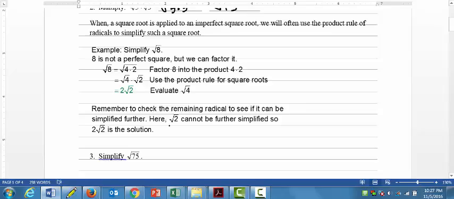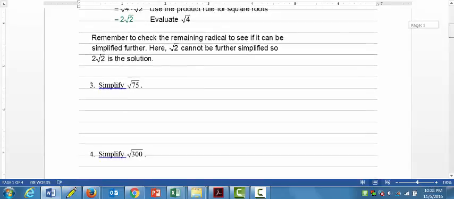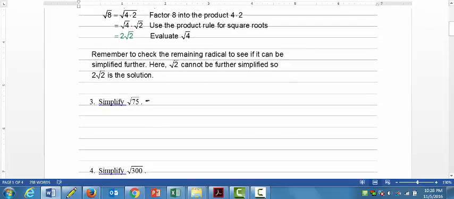And remember to check the remaining radical to see if it can be simplified further. Here, the square root of 2 can't be further simplified, so 2 times the square root of 2 is the final answer. So let's look at simplifying the square root of 75.